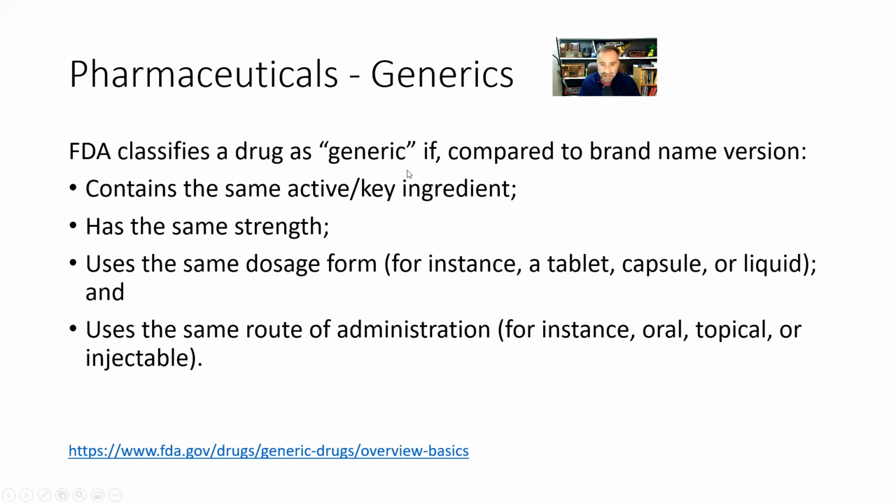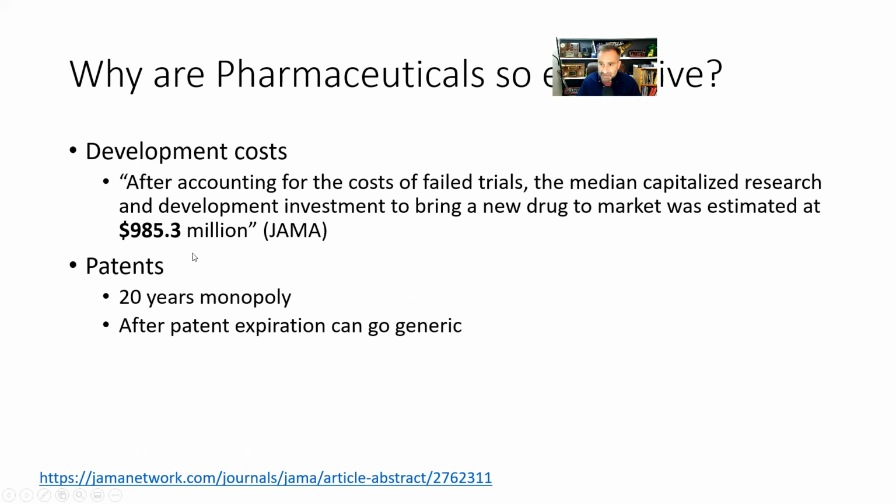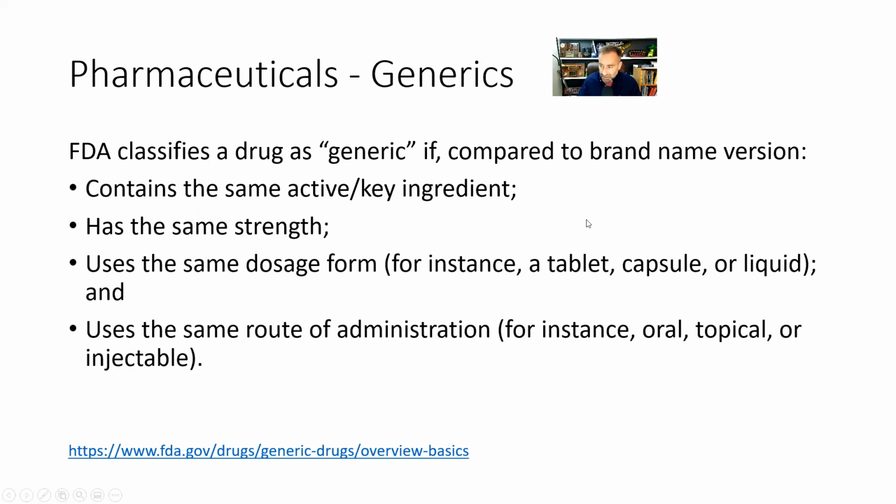So the FDA classifies a generic, and this is straight off their website, if it contains the same active ingredients. So Motrin and ibuprofen. Ibuprofen is the active ingredient, right? It has the same strength, same dosage, and the same administration. So do you take it as a pill? Is it a cream that you rub on your skin, or is it something that you inject? It's got to essentially be the same drug for the FDA to approve it. And if you can prove similarity, it's relatively easy to get through the FDA. So you're not having to do that $985 million investment if you're a generic drug manufacturer. You can get through a lot cheaper.